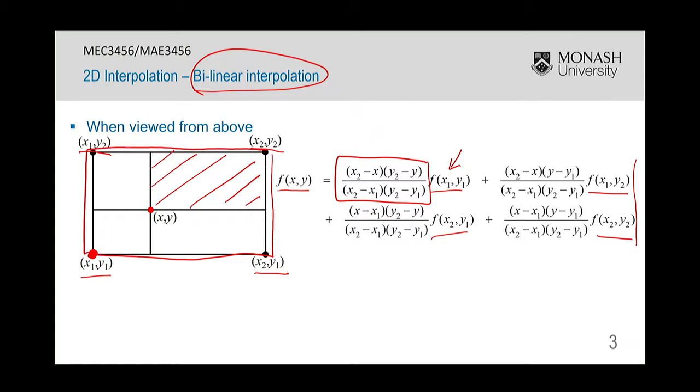So let's have a quick look at this. The area of this rectangle, the one on the top right there, is equal to, well, that's x2 and that's x, so that distance there is x2 minus x, and that's exactly what we see here. And the height of that rectangle is equal to y2 minus y, which is what we see here. And the total area of the rectangle is just x2 minus x1, that's the length of that bottom side, multiplied by y2 minus y1, which is the total height of the rectangle. And that's what we've got there.